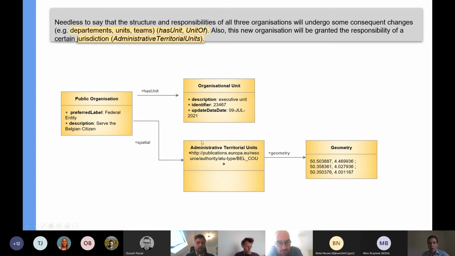And this administrative territorial unit can also be identified through geo-coordinates using this class geometry, which lists, in this case, all coordinates that help to put on, for example, with a vector on a map, the spatial coverage.